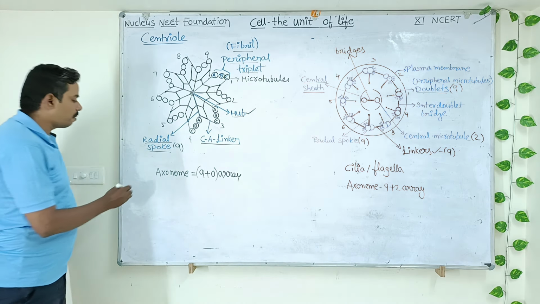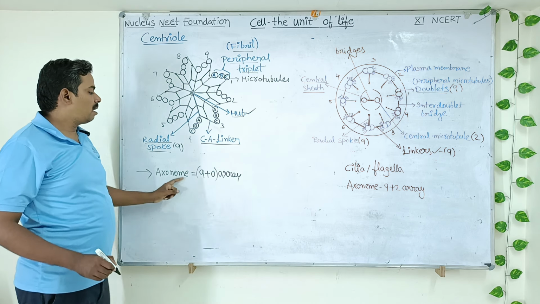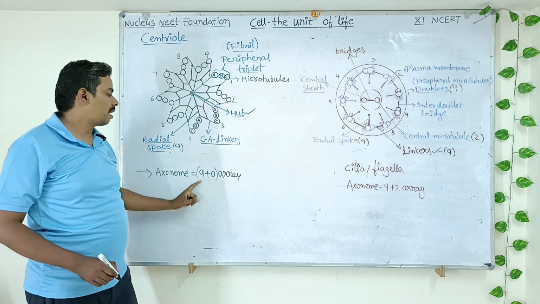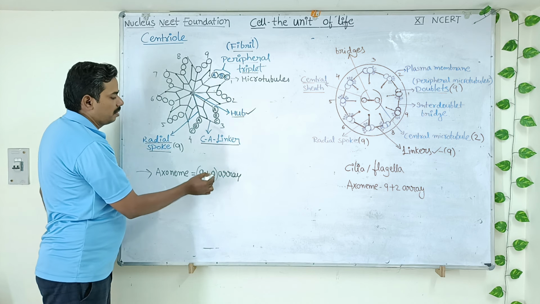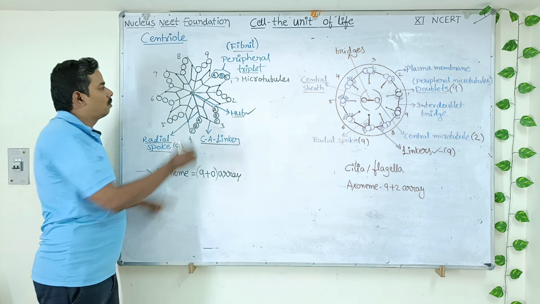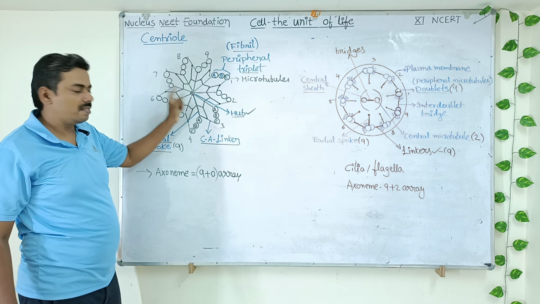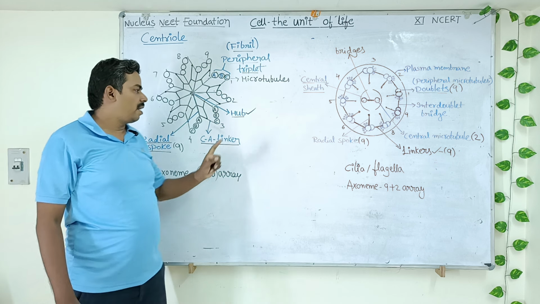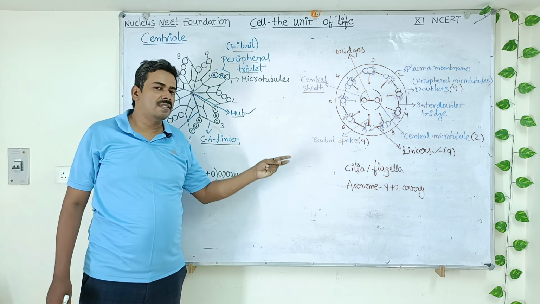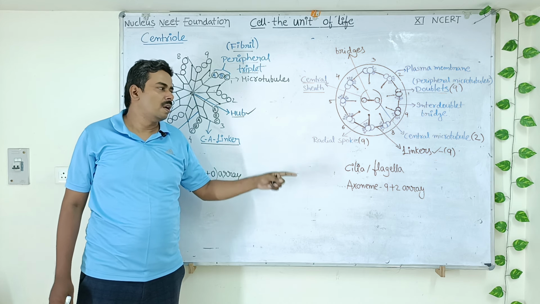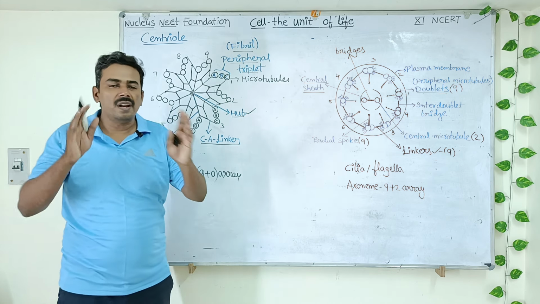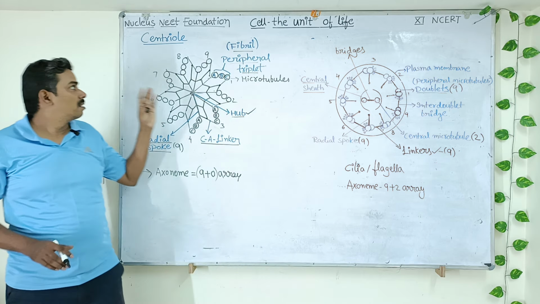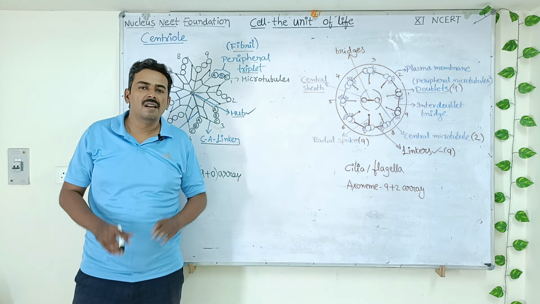Next, one more important difference. The axoneme formula of centriole is 9 plus 0, that is 9 peripheral triplets are present and 0 microtubules are present at the center in the hub. Whereas the axoneme formula of cilia and flagella is 9 plus 2, 9 peripheral doublets and 2 central microtubules. Students, these are the differences between centrioles, cilia and flagella. Copy down.